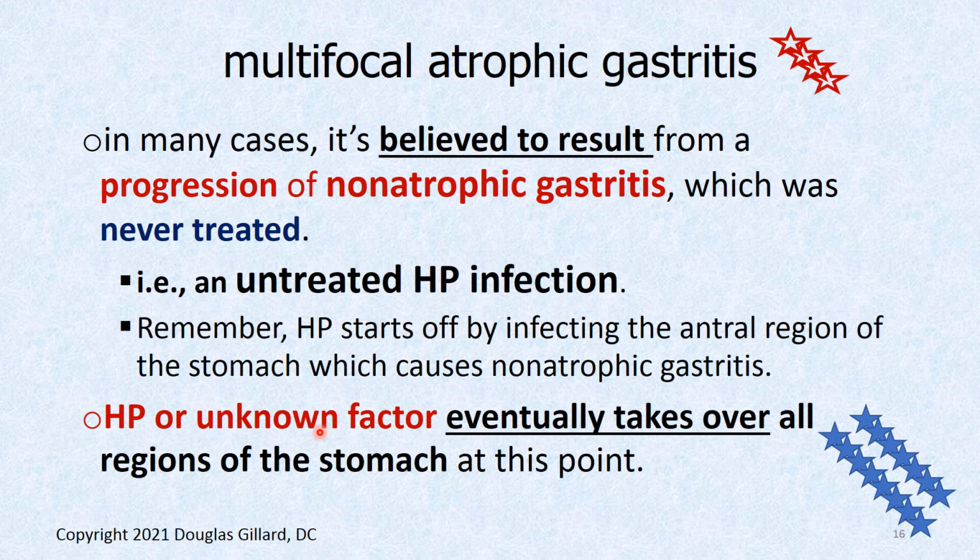But again, that's not everyone with MAG, multifocal atrophic gastritis. They do biopsies and they look in there and there's no HP. It's just some chronic inflammation. It's not autoimmune, and they don't know what it is.